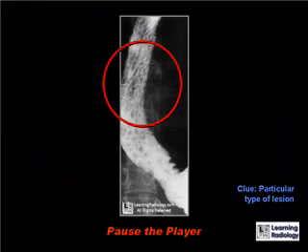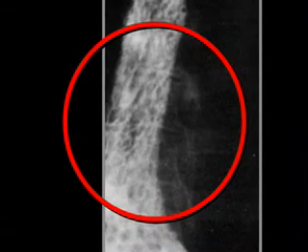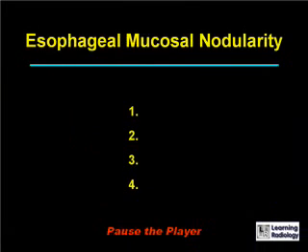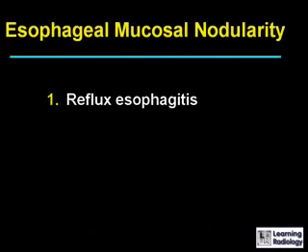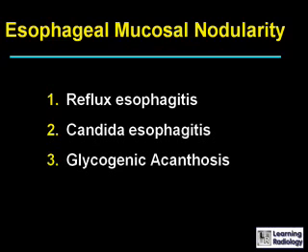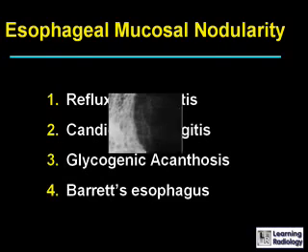This is the next differential diagnosis. The differential diagnosis is for esophageal mucosal nodularity. There are 4 causes. The 4 causes of esophageal mucosal nodularity are reflux esophagitis, Candida esophagitis, glycogenic acanthosis, and Barrett's esophagus.